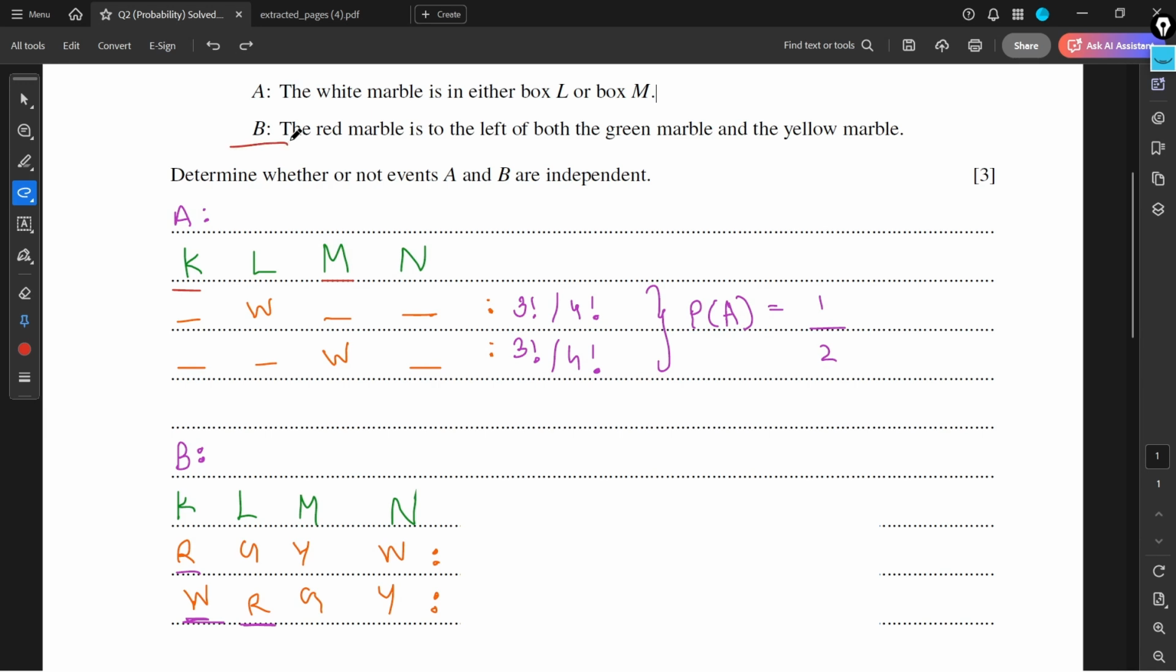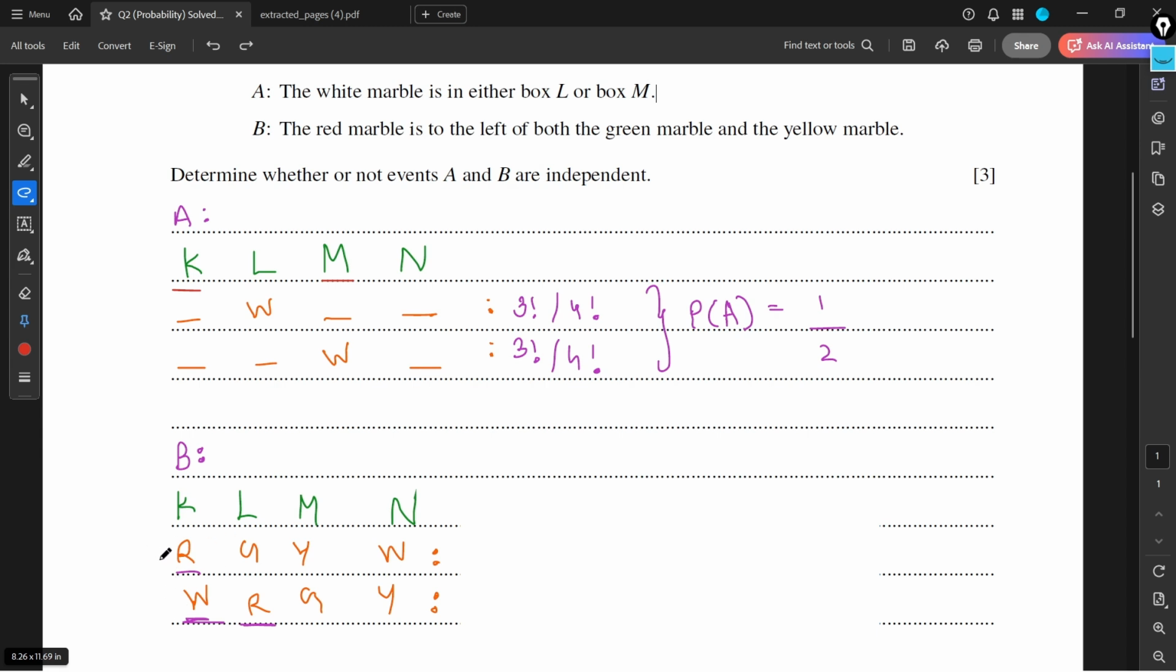Now let's move on to the probability of event B. For event B, we are going to have the red marble placed to the left of both the green and the yellow marble. There is no restriction for the white marble. My white marble can be anywhere, but my green and yellow marble will always be towards the right of the red marble. Only in that case we can say that red is towards the left of both of them. So here are the two possibilities that I have marked.